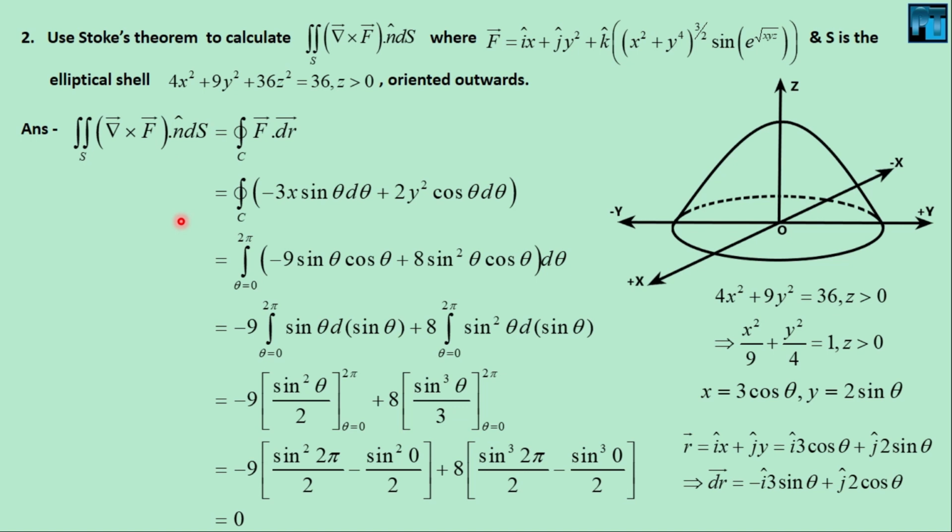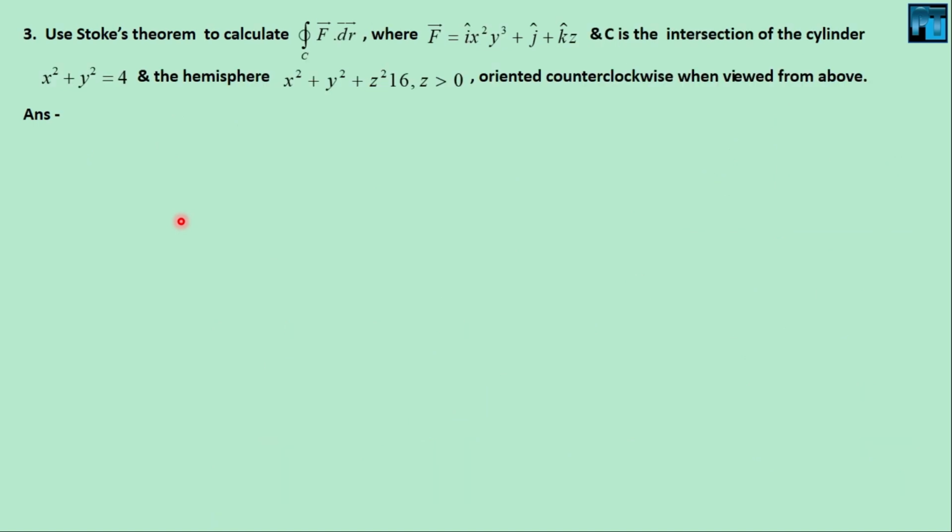Let's proceed to the third one. Use Stokes' theorem to calculate the closed line integral. Now this is quite a hectic form because you have to convert this into a surface integral, and as you know, generally I don't prefer to evaluate surface integrals because they are not so complex, not so simple.